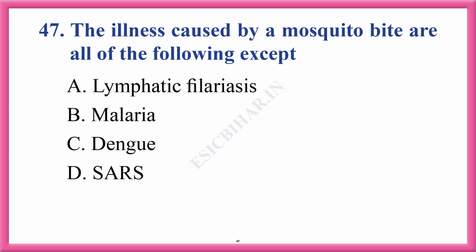Question 47. The illnesses caused by a mosquito bite are all of the following except: A. Lymphatic filariasis, B. Malaria, C. Dengue, D. SARS. And the answer is D. SARS.